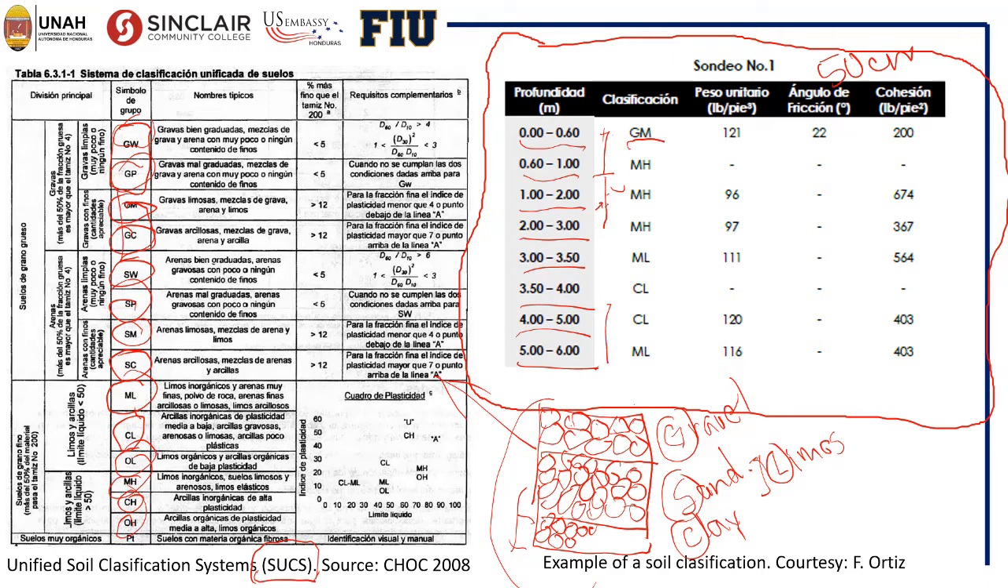And you can see GM, and you can find GM on this table. You can see MH, and you can find MH in this table. MH is for inorganic silty soils with some sand and elastic silts. And for every stratum of the soil, the geotechnical report gives us the soil classification.